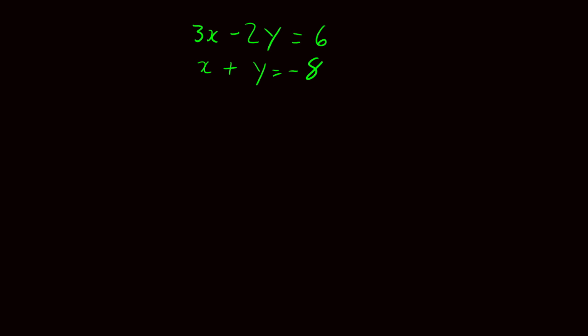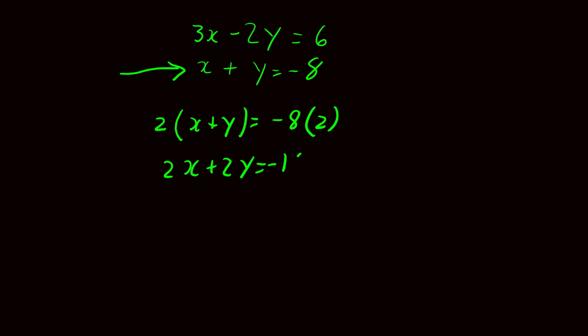Okay, first thing I want to do, I'm going to multiply this bottom row by 2. Why? If I put a 2 here, you can see negative 2y plus 2y equals 0, and I can do those same exact steps we did in the other two problems. So 2 times x plus y equals negative 8 times 2. Remember, what you do to one side, you have to do to the other side. Distribute: 2x plus 2y equals negative 16.